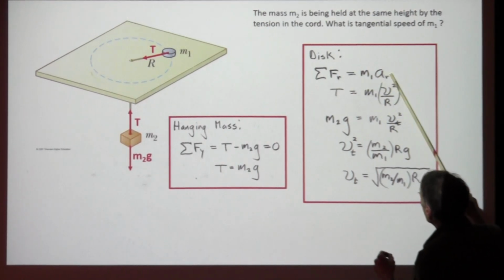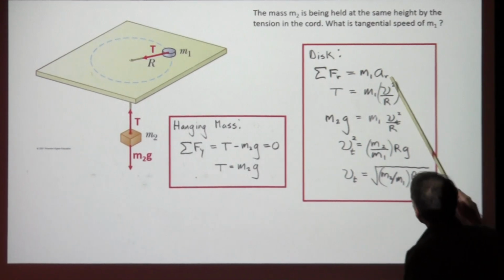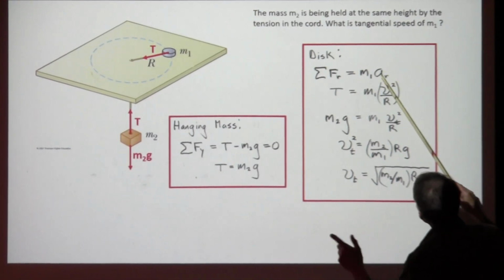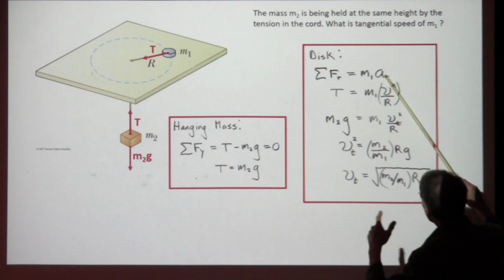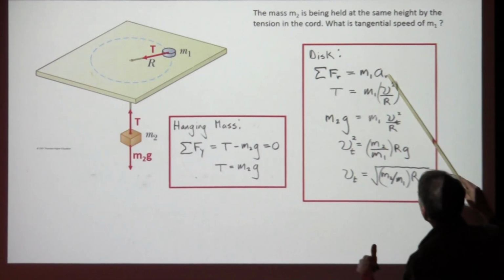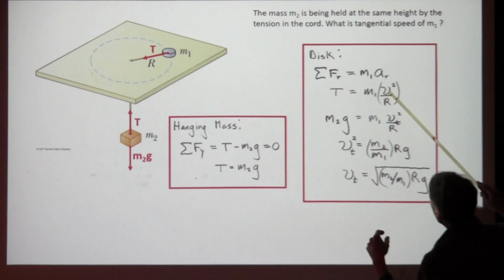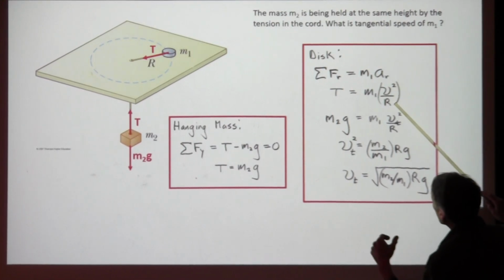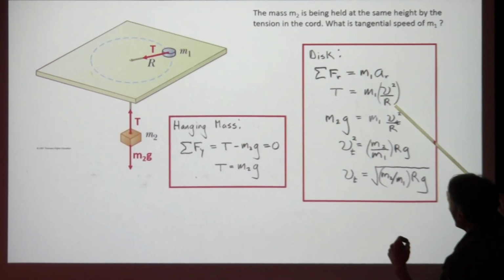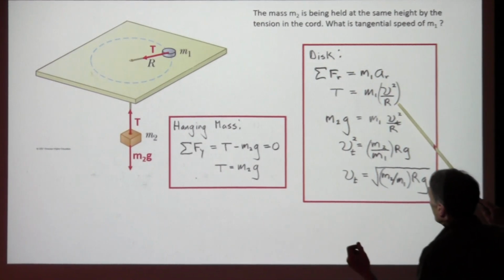So on the disk, the sum of the forces is going to be M1 times the acceleration. Now, here's where we want to think about either centripetal or radial acceleration. We use those almost interchangeably, but that centripetal or radial acceleration should be v squared over r. So we know the acceleration has to be that if it's going to be traveling in a circle.